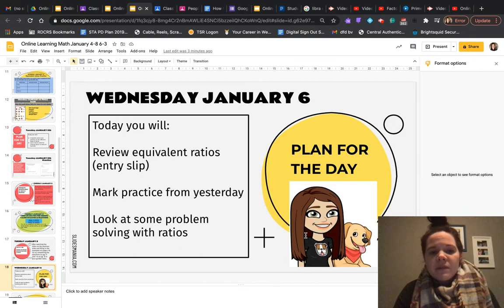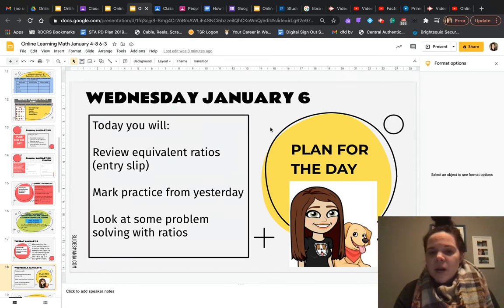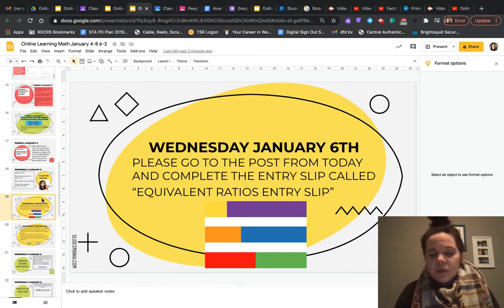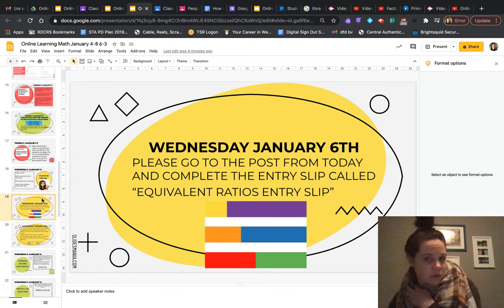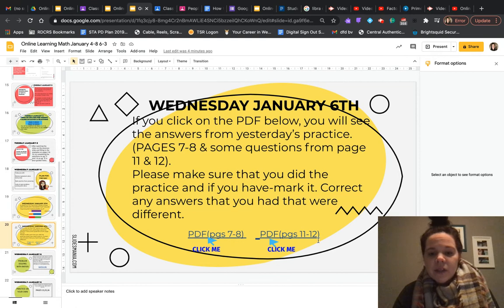So this is the plan for Wednesday. I will post an equivalent ratios entry slip in the morning, just a Google form you're going to fill out for me. Then you're going to mark some of the practice you've been working on. I've posted some answer keys, and then you're going to do some problem solving with ratios. Okay, so like I said, this is telling you to go do the Google form. These are the PDF answer keys for some of the practice that I've asked you to do.